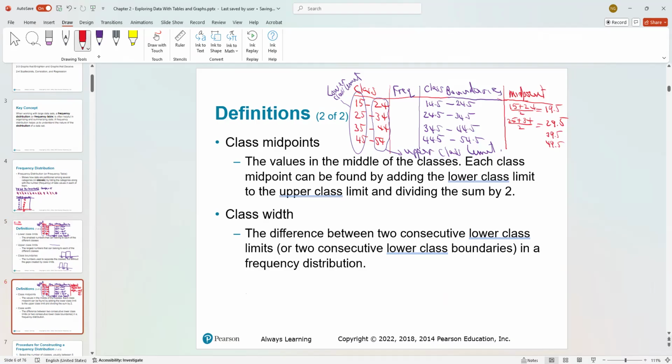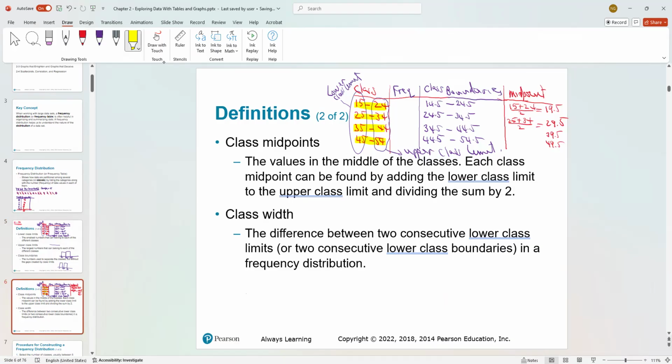So I'm hoping you can use these examples to see how we can find the frequency distribution, the class boundaries, the midpoints, and also we can do class widths. Okay, class widths, as you can see, all the classes I have here have the same width. 24 minus 15 is 9. 34 minus 25 is 9. 44 minus 35 is 9. 54 minus 45 is 9. So the width must be the same.